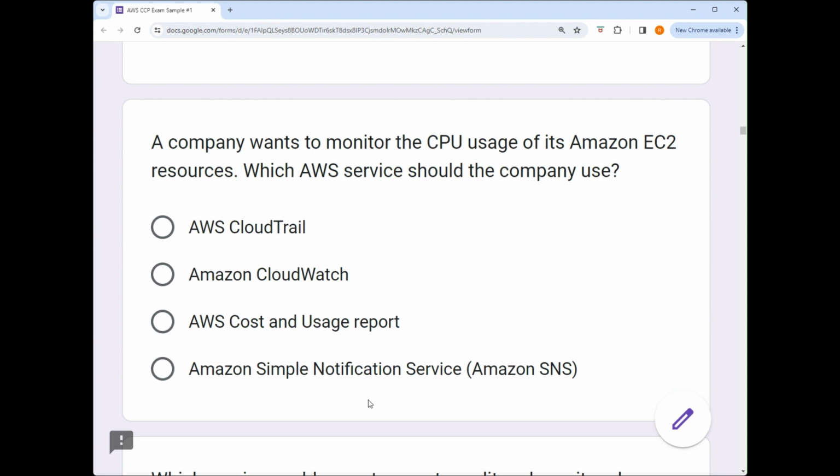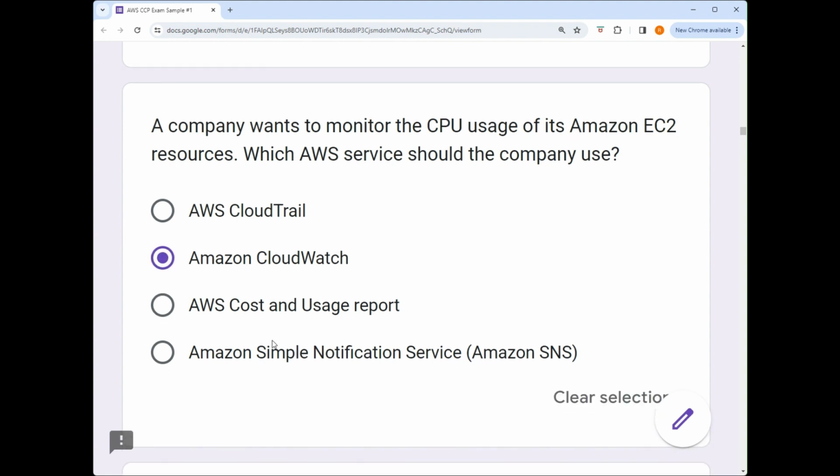A company wants to monitor the CPU usage of its Amazon EC2 resources. Which AWS service should the company use? AWS CloudTrail. Amazon CloudWatch. AWS Cost and Usage Report. Amazon Simple Notification Service, Amazon SNS. Correct answer: Amazon CloudWatch.